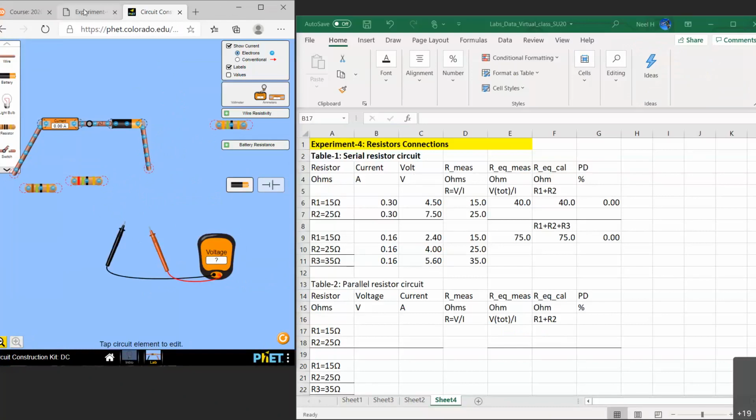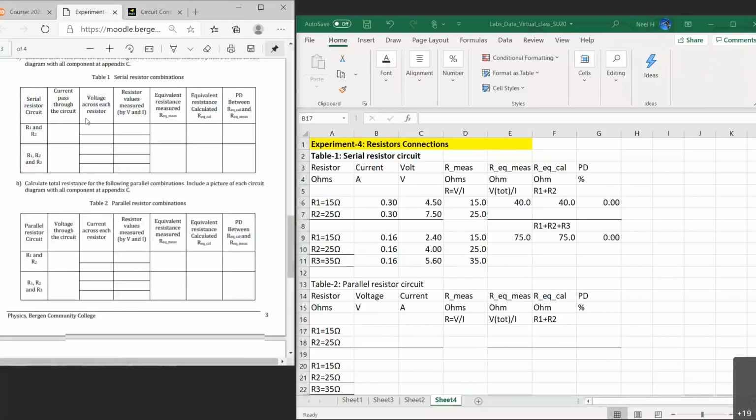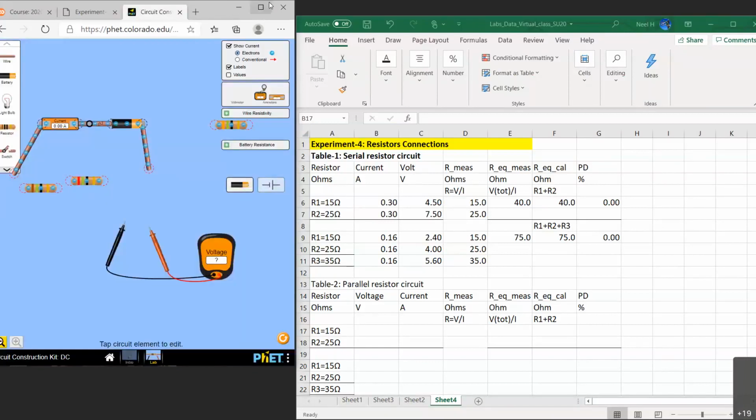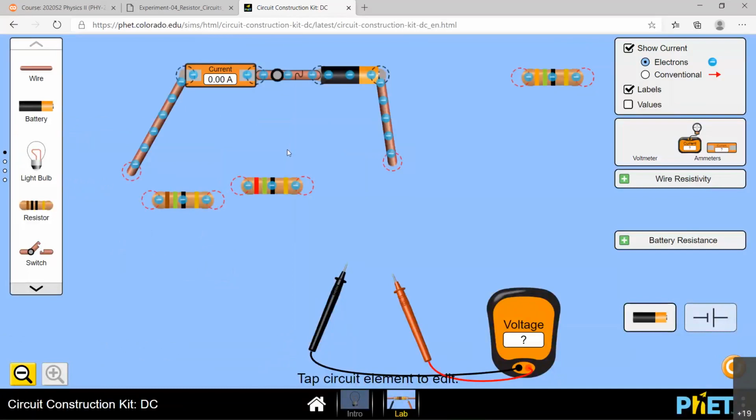If you read this information just above the table, you can see: calculate the total resistance for the following serial combination, include a picture of each circuit diagram with all components at appendix C, right? So which means you have to take the screenshot of each circuit, okay? Before you disconnect, make sure you take that screenshot. The circuit should be properly connected. All the information should be visible, and those screenshots, add them into appendix C.